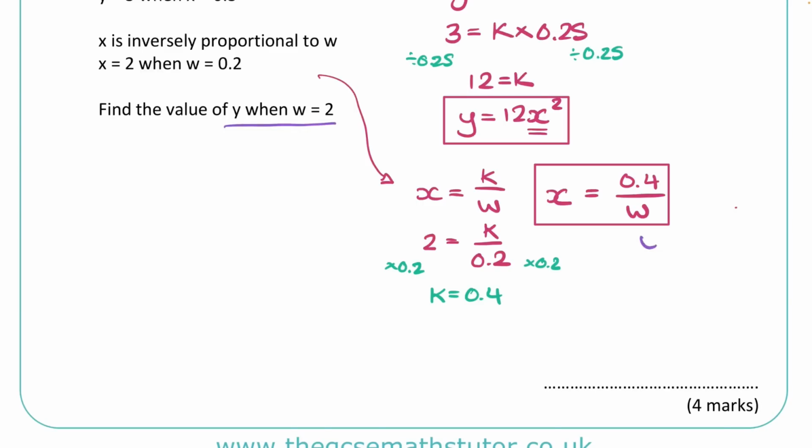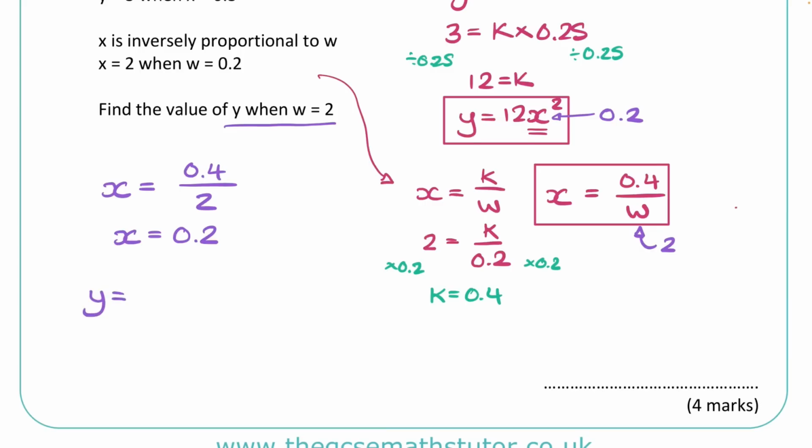Well, if we put 2 into our formula here, it will give me a value of x. And then whatever that value is, I can put it into this formula. So I may as well just do that. It doesn't necessarily need me to create a whole new formula. So if we work it out for x, when w is 2, x is equal to 0.4 divided by 2. So x is equal to 0.2. And just check it on the calculator. There we go, 0.2. Now I can put 0.2 into my first formula.